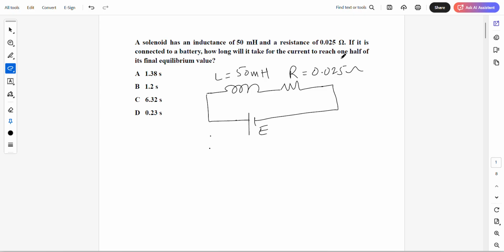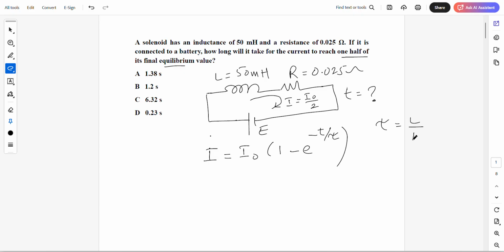How long will it take for the current to reach one half of its final equilibrium value? So if the current I is equal to I naught by 2, t is equal to question mark. Now we have the formula for growth of current: I is equal to I naught into 1 minus e to the power of minus t by tau, where tau is the time constant, given by L by R.